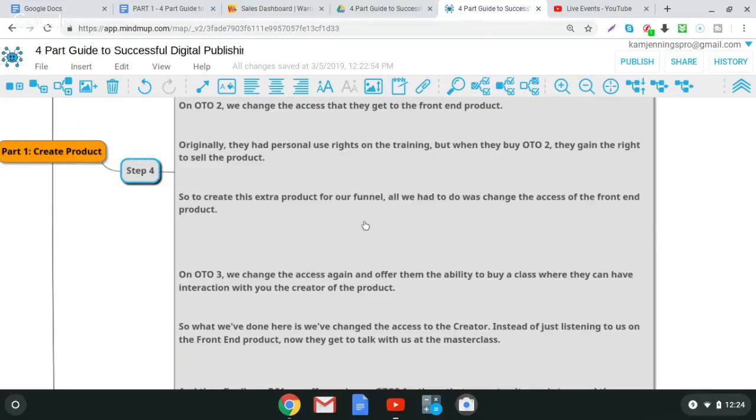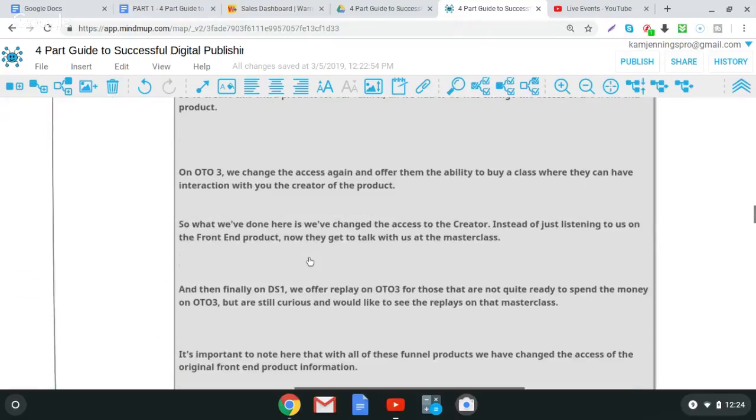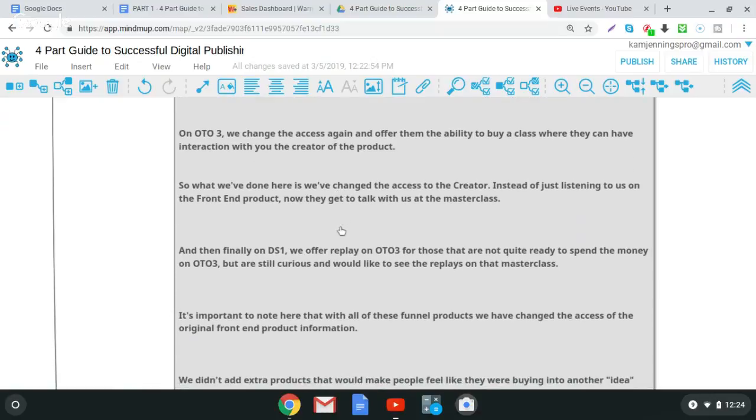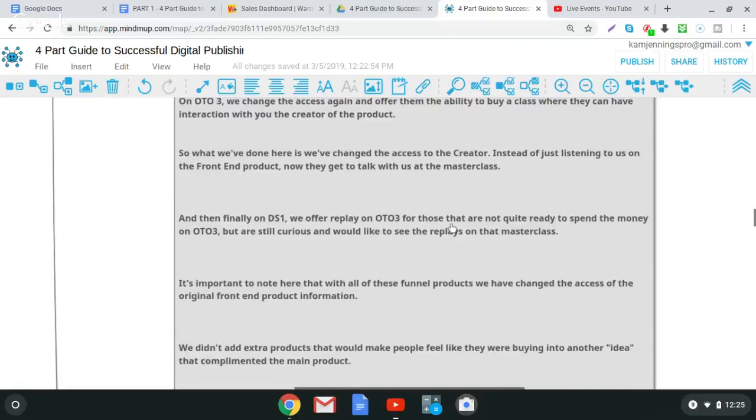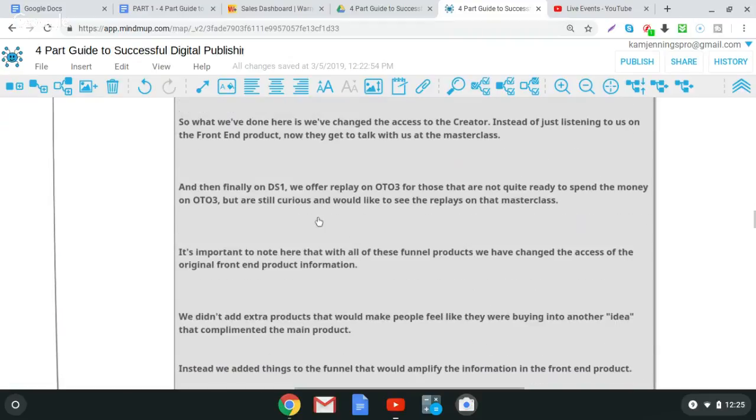On OTO3, we changed the access again and offer them the ability to buy a class where they can have interaction with you, the creator of the product. So what we've done here is we've changed the access to the creator. Instead of just listening to us on the front end product, now they're going to talk with us at the masterclass. And then finally on DS1, we offer replay on OTO3. For those that are not quite ready to spend the money on OTO3, but are still curious and would like to see the replays on that masterclass.